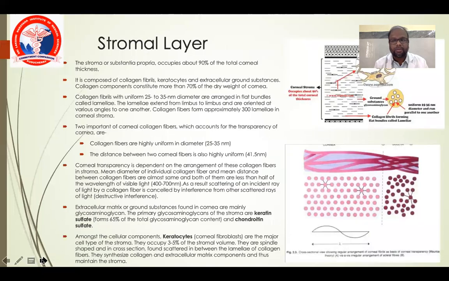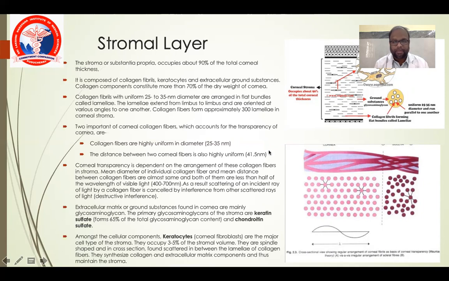Okay. Coming to the third layer, the stroma proper, or the substantia propria. The stroma occupies the major part of the cornea. That is, it is about 500 microns in thickness. Okay, that is 90% of the total corneal thickness is contributed by the stroma. It is composed of collagen fibers, keratocytes, and an extracellular ground substance. The collagen constitutes 70% of the dry weight of the stroma.